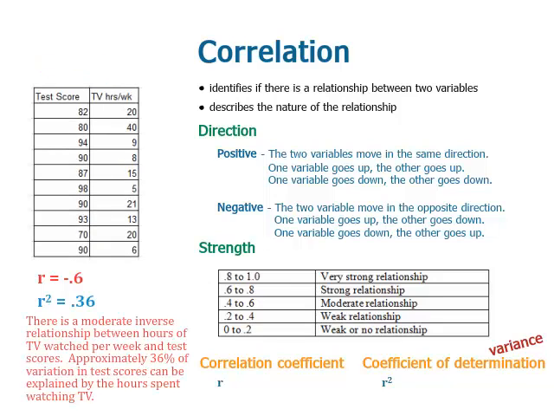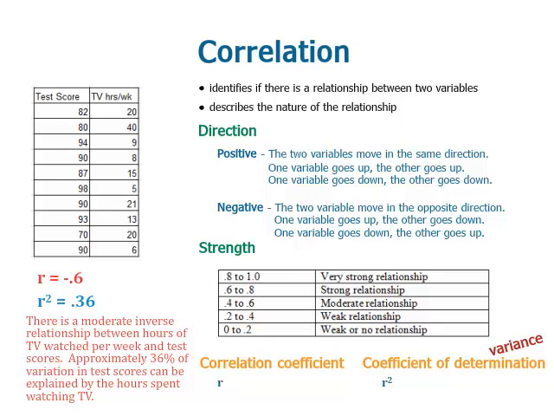Here is the answer. So the R we already knew was minus 0.6. You calculated the R squared, or the coefficient of determination, by multiplying 6 times 6, which is 36. With these two numbers, we can say, because of the minus 0.6, that there's a moderate inverse relationship between hours of TV watched per week and test scores. And because of the 0.36, we can say approximately 36% of the variation in test scores can be explained by the hours spent watching TV.